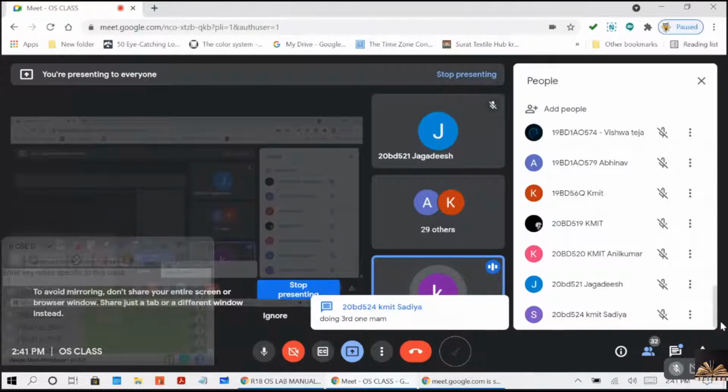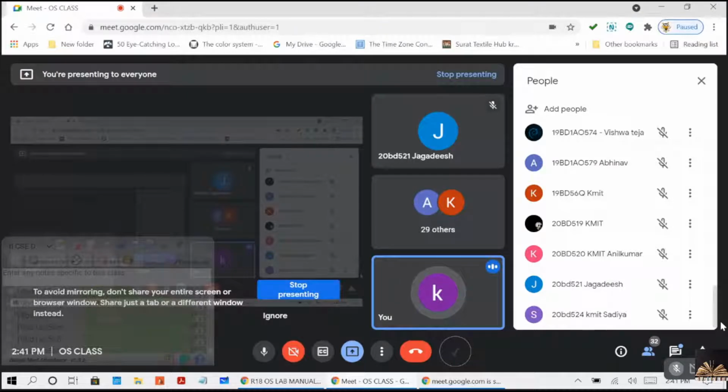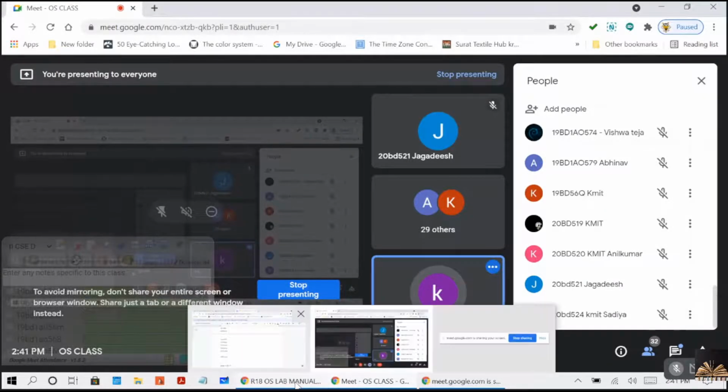Go through the code and try to understand it. Do let me know whether you are able to understand it or not.